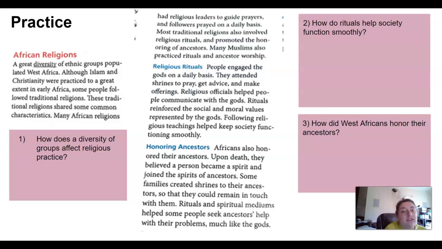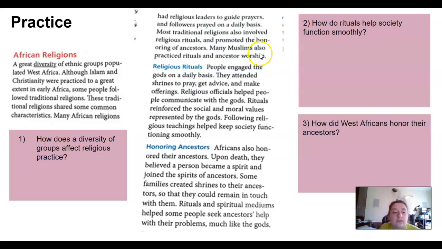A great diversity of ethnic groups populated West Africa. Although Islam and Christianity were practiced to a great extent in early Africa, some people followed traditional religions. These traditional religions shared some common characteristics. Many African religions had religious leaders to guide prayers, and followers prayed on a daily basis. Most traditional religions also involved religious rituals and promoted the honoring of ancestors.